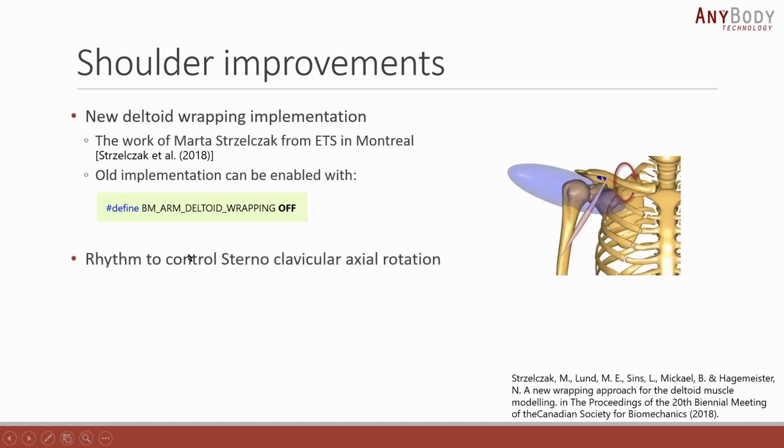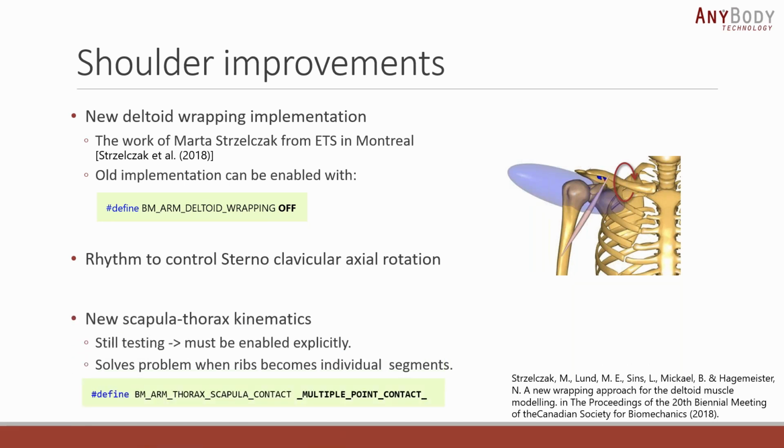Another thing that has changed in the newest version is a rhythm to control the sternoclavicular axial rotation. That basically takes away 1 degree of freedom for the whole shoulder complex, and it makes it a little bit easier to work with. It's also possible to undo this feature if you don't need it, but to us it seems like a nice feature to have.